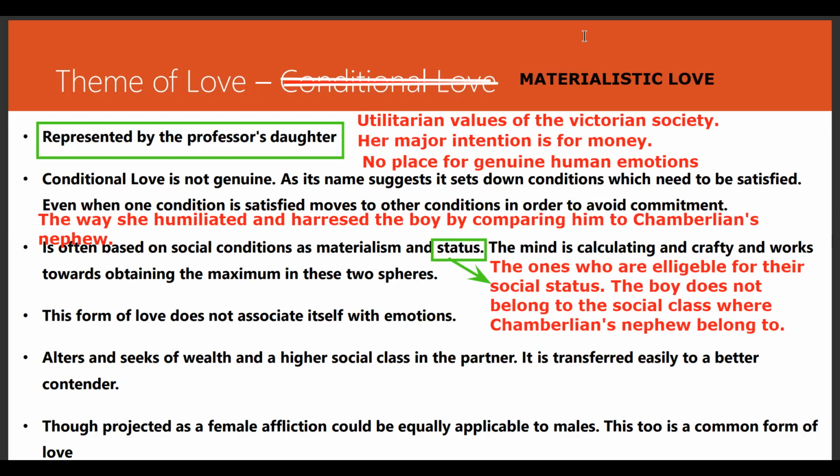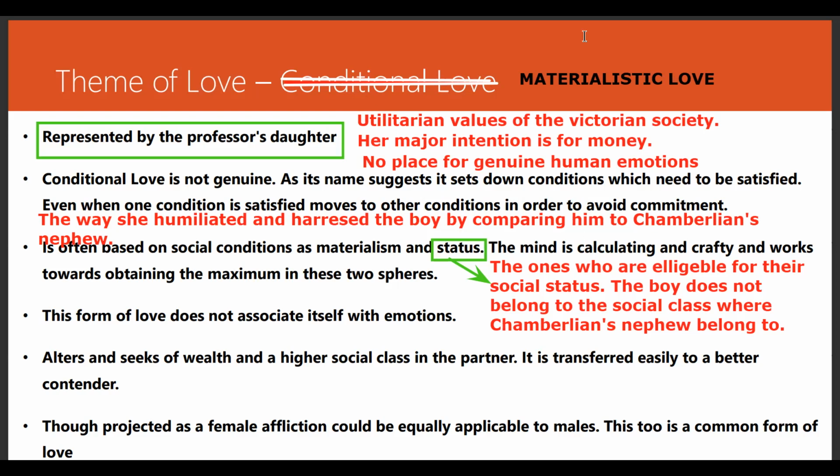That's it. Though projected as a female affliction, this could be equally applicable to males; this too is a common form of love. Even though this is depicted through the professor's daughter, always make sure to remember, boys, this can also be represented in male characters as well. After teaching this lesson, a lot of boys will throw the finger towards the girls and say that because of that quality only, they had to give up their relationship. But you are wrong. Make sure to understand.